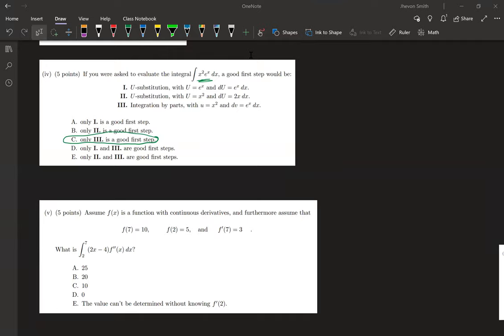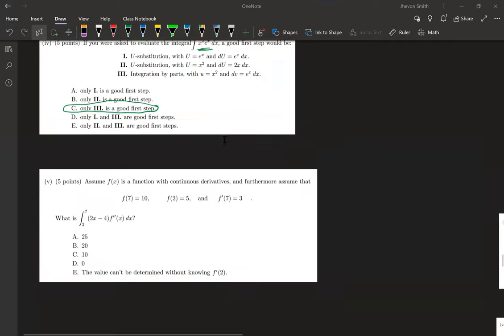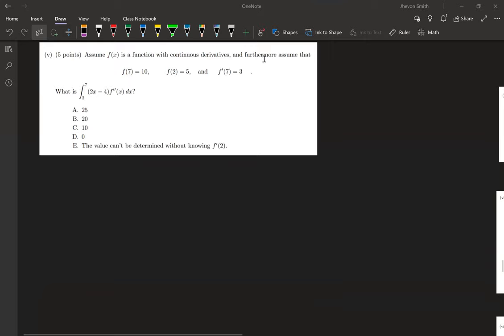Let's move on to this problem right here. Assume f is a function with continuous derivatives. Furthermore, assume the following. What is this definite integral here? You have five answer choices. Go. I'll give you guys, I don't know, 2 minutes on this one, maybe.